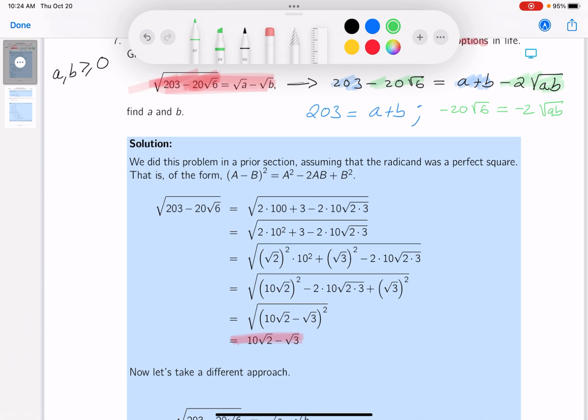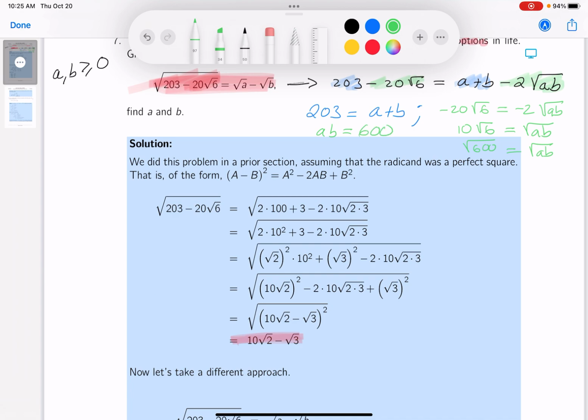So A plus B equals 203. That root's killing me, so I'm going to write this a little differently. I'll divide both sides by minus 2. It's 10 root 6 equals root AB. This could be root 600 would equal the root of AB. So AB's got to be 600 then.